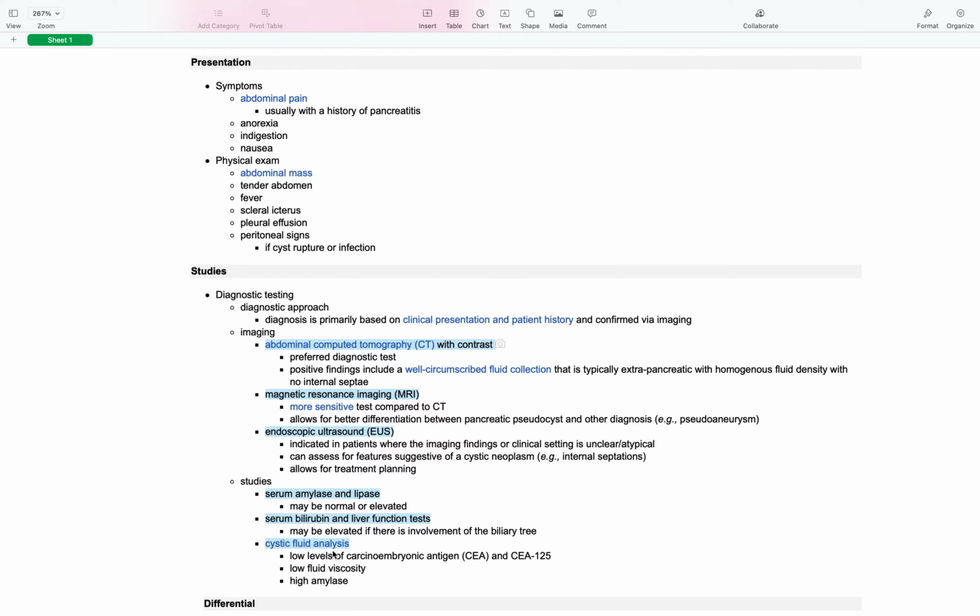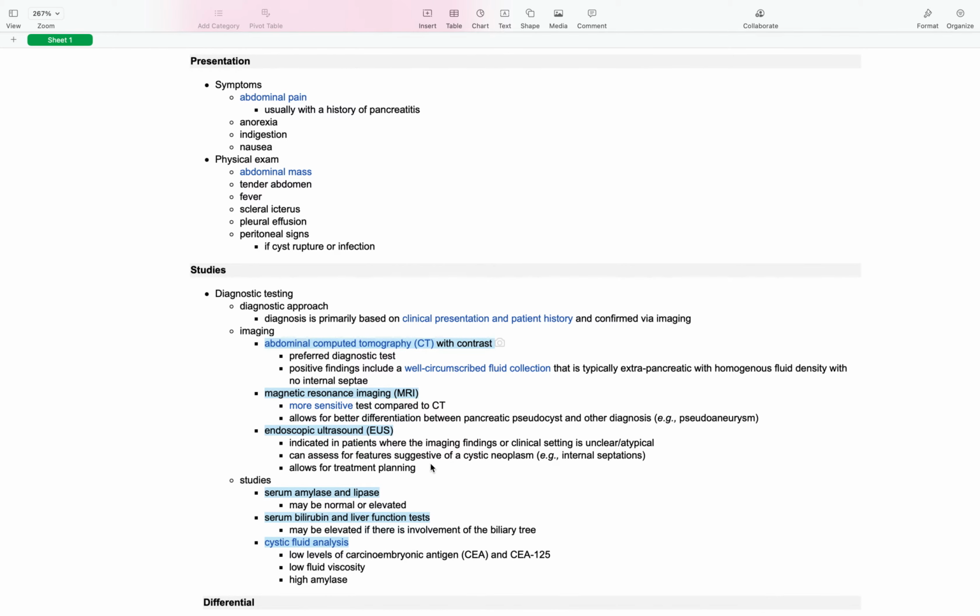You want to analyze the fluid. So you do the endoscopic ultrasound and aspirate the fluid. Why? Because you want to see if there is any suggestive feature of cystic neoplasm. Although the CT scan tells you that there are no internal septae, you certainly want to analyze the cystic fluid. So this helps you plan the treatment.